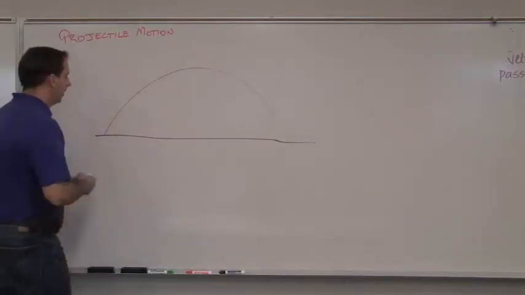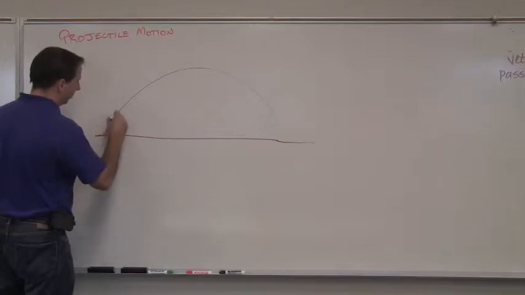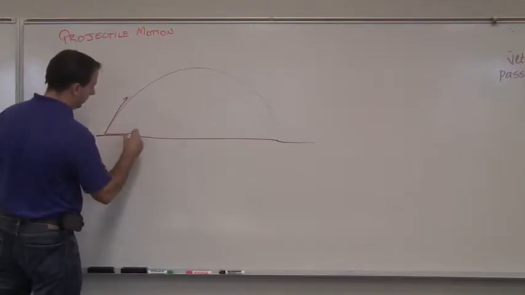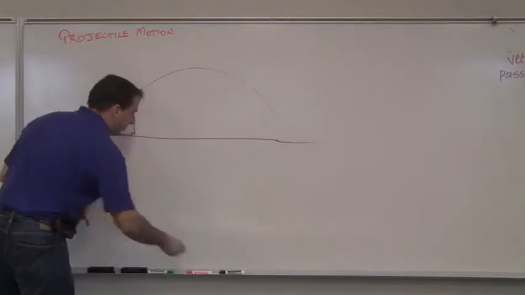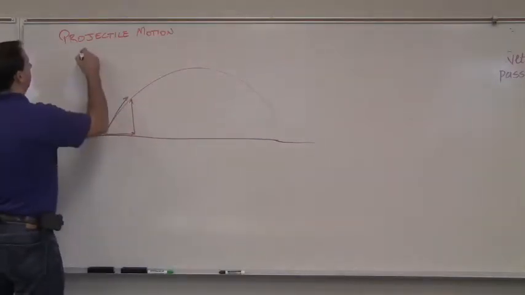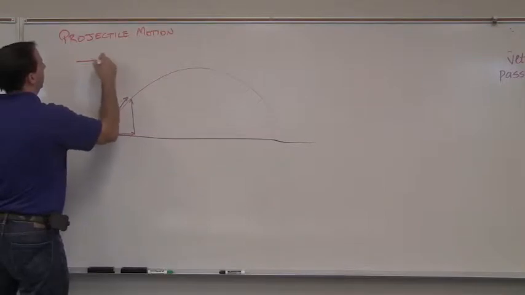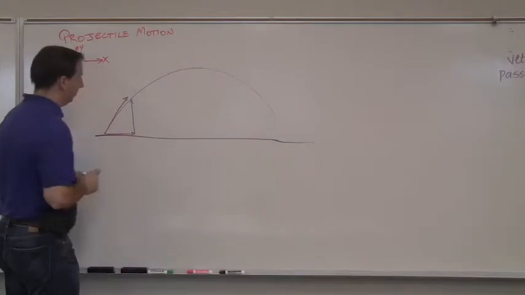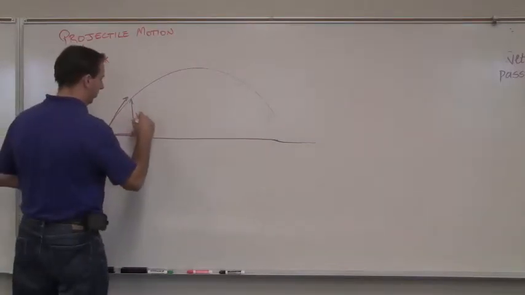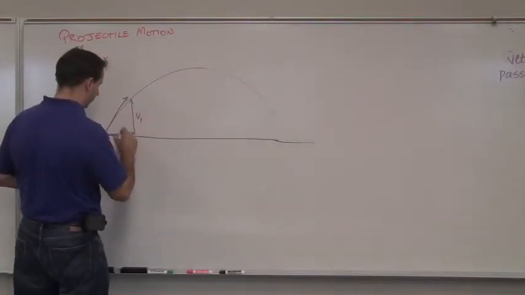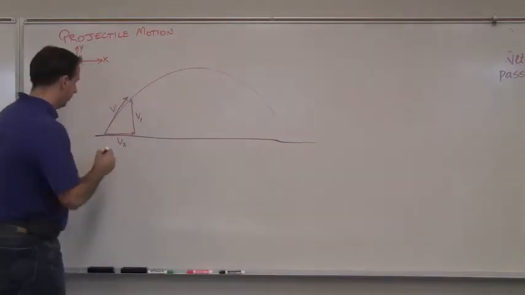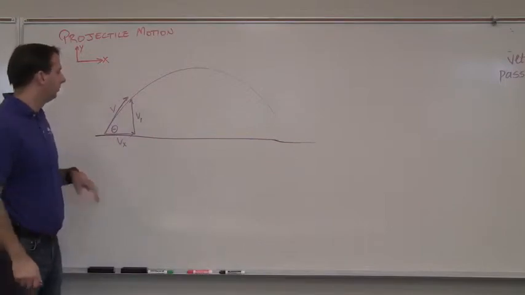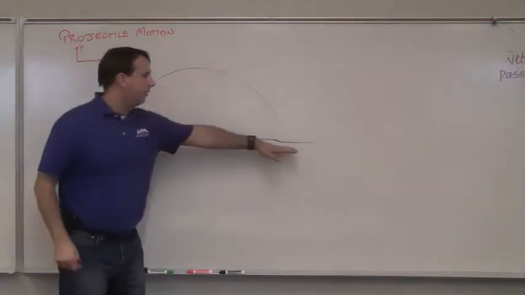Traces that parabola, right? So if you give something an initial velocity in this direction, it's going to have components in the x and the y direction. I'm going to set up my coordinate system. So this is positive x, and this is positive y, the standard coordinate system. So this will be vy, and this will be vx, and this will just be v, okay? And then you'll have an angle right here, theta.